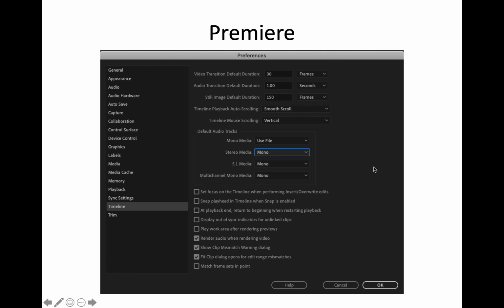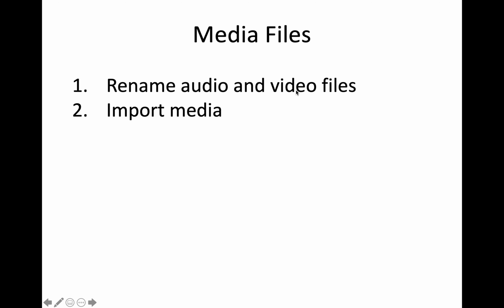In there we will have your audio files, several flavors of video files, and possibly any graphics that you might have. So when we open Premiere and import our media, we want to make sure that the stereo media is set to mono right here, and what that will do is split the tracks when it gets imported. So the first thing we need to do is rename our audio and video files, and then we can import the media.